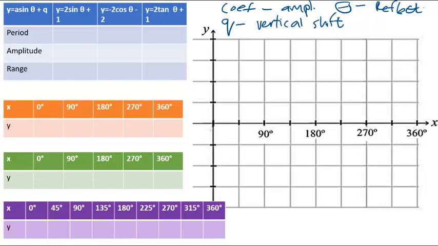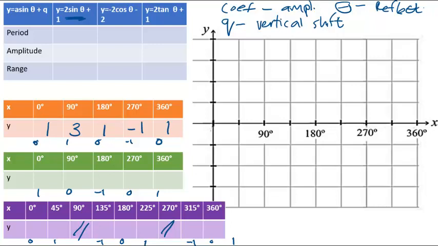First, I'm going to complete my table. I've inserted the numbers that we've memorized, and now I'm going to do the equation. 2 times 0 is 0. 0 plus 1 is 1. 2 times 1 is 2. 2 plus 1 is 3. 2 times 0 is 0. 0 plus 1 is 1. 2 times negative 1 is negative 2. Negative 2 plus 1 is negative 1. 2 times 0 is 0. 0 plus 1 is 1.